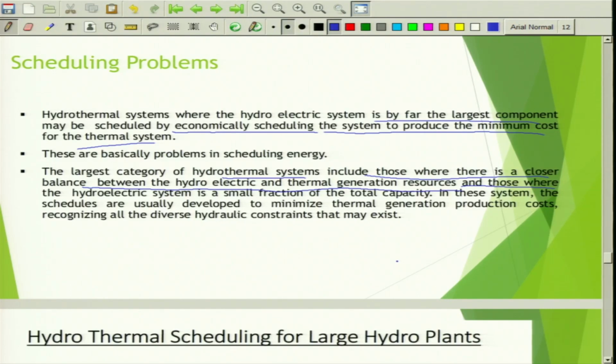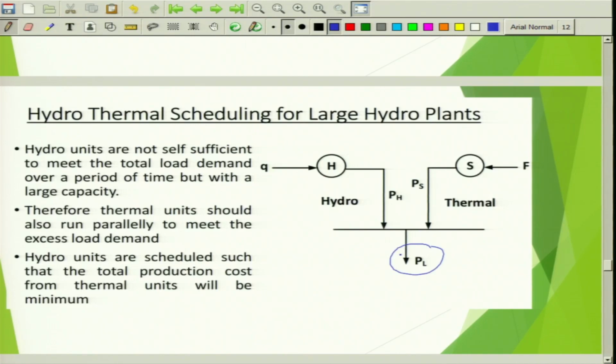In this system, the schedules are usually developed to minimize thermal generation production costs, recognizing all the diverse hydraulic constraints that may exist. Here you need to also consider the hydraulic constraints, the water constraints. You see here there is a load. Now, you have hydro and thermal. There is a water flow, Q is represented as water input, there is a fuel input, thermal and hydro, put together meeting the load demand.